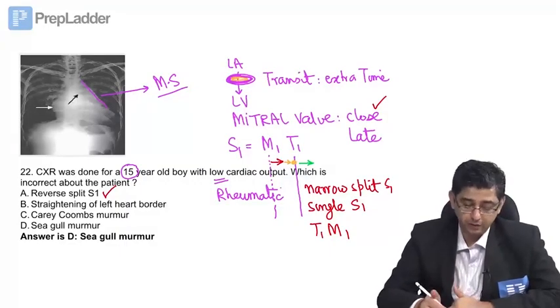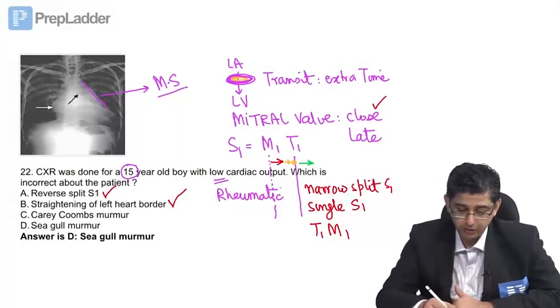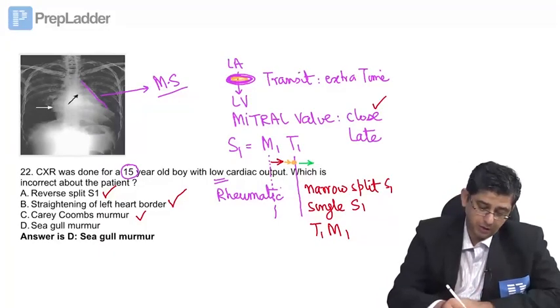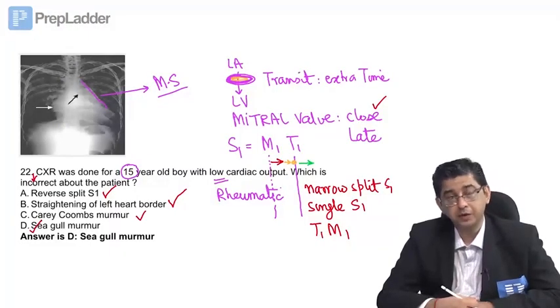Straightening of the left heart border, very visible on X-ray. Carey Coombs murmur is a characteristic murmur of rheumatic etiology. Seagull murmur, well, that's a murmur that is seen with mild aortic regurgitation. So because the question is saying incorrect, the answer to question number 22 is delta, that is seagull murmur.